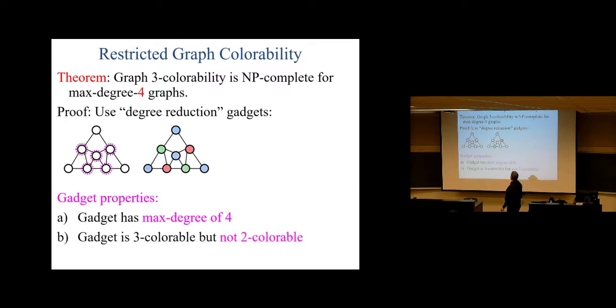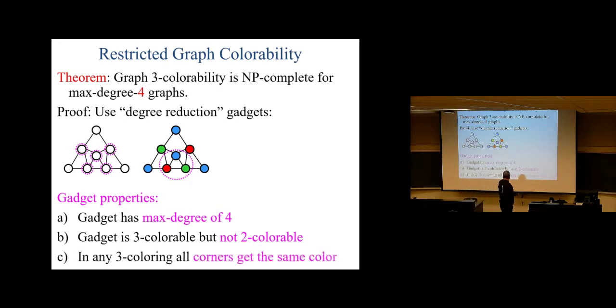Why is it three colorable? Because here's a three coloring of it. That's a valid coloring. So why is it not two colorable? Well, there's a triangle. We know that no triangle is two colorable, because that's an odd cycle. Odd cycles require an extra color. Okay, that's the second property.